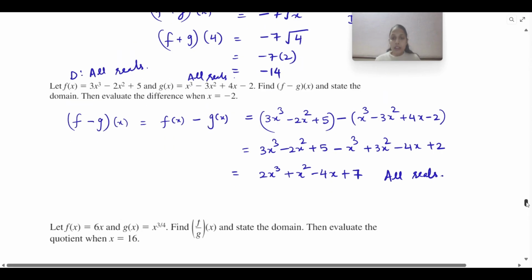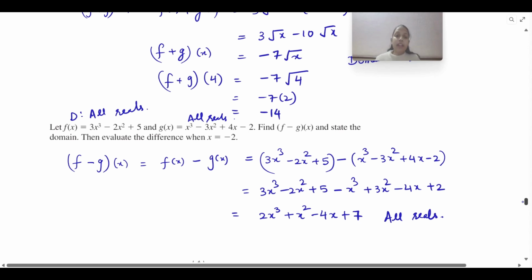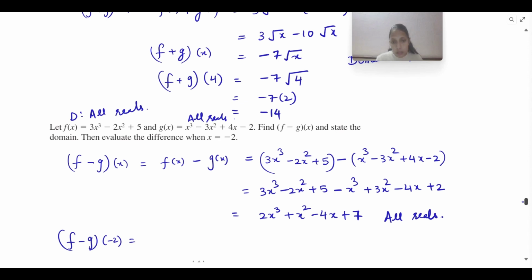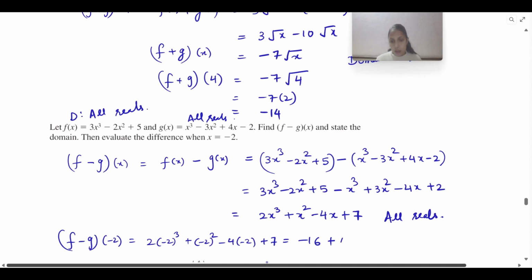Okay, done. And then they ask you to calculate the value at negative 2. F minus g at negative 2: 2 of negative 2 cubed plus negative 2 squared minus 4 times negative 2 plus 7. 2 cubed is 8, 2 to the fourth is 16, minus 16. 2 2s are 4, plus 8, plus 7. If you add them, what will you get? 8 and 4, 12. 12 and 7, 19. 19 minus 16, 3. So you are getting 3 as an answer.